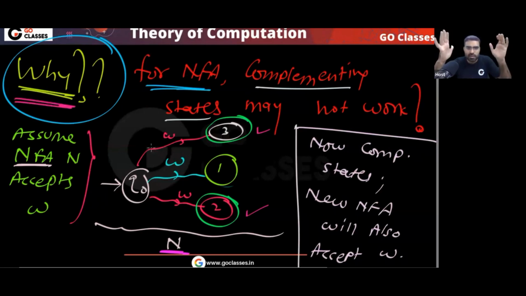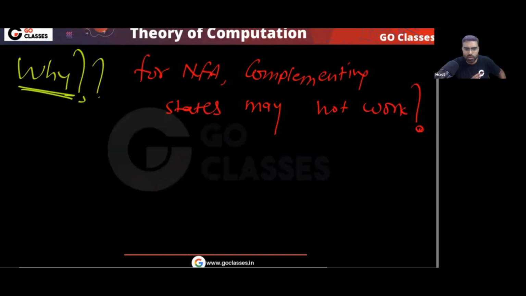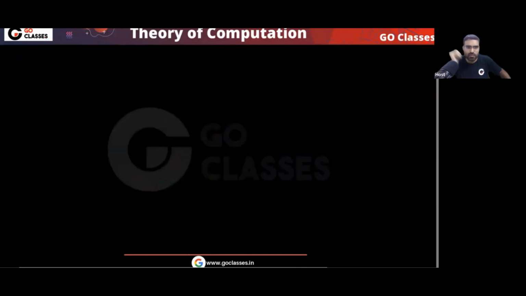Without example, can you intuitively see that for NFA complementing states may not work? You complement the states in NFA, it may or may not work. But without example, this is the actual reason why it happens. Please tell me, did you understand why it happens? Now tell me one more thing.